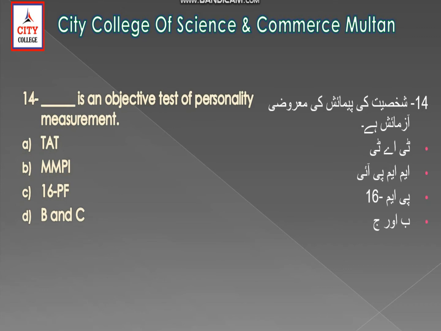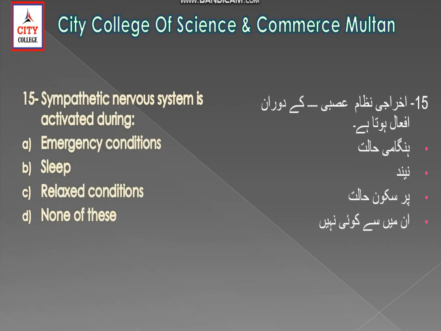MCQ number 14. Dash is an objective test of personality measurement. Option A, TAT. Option B, MMPI. Option C, 16PF. And option D, B and C. The correct option is option number D, that is B and C.